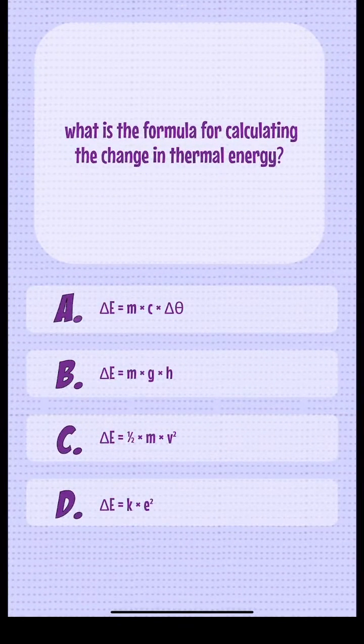Next question. What is the formula for calculating change in thermal energy? So we just wrote this. The answer is this one. So that's the shorthand form. Change in thermal energy, mass. We use the C for specific heat capacity and this delta theta symbol for change in temperature.